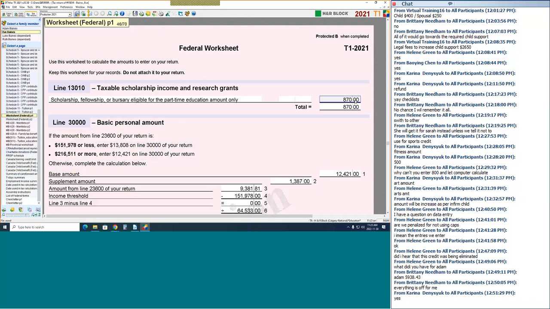And if you have done it correctly, you should have taxable scholarship income for Eve at $870. If you got $870, give me a green check mark. If you got something different, give me a red X. I will go through that one more time.